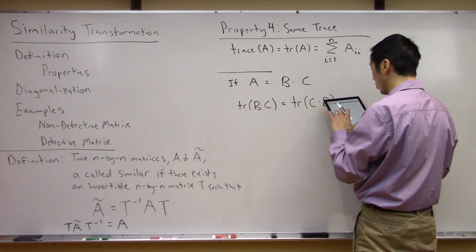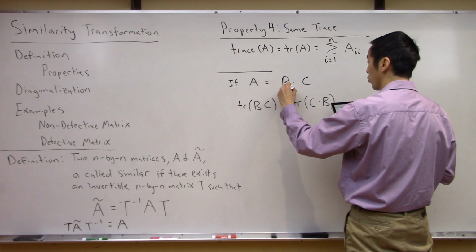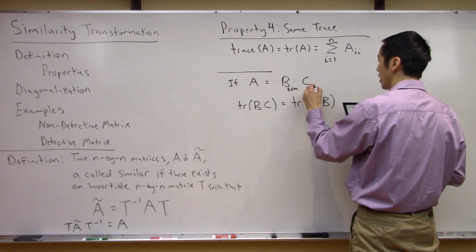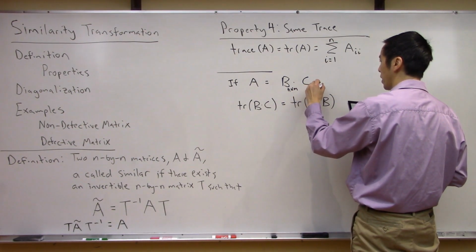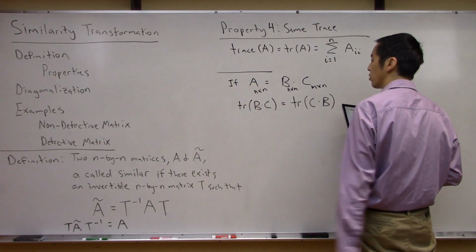They have to have compatible dimensions, but they don't have to be the same. So for example, B could be n rows by m columns, and C, in order, had better be m by n, right? So at the end of the day, we have an n by n matrix A.